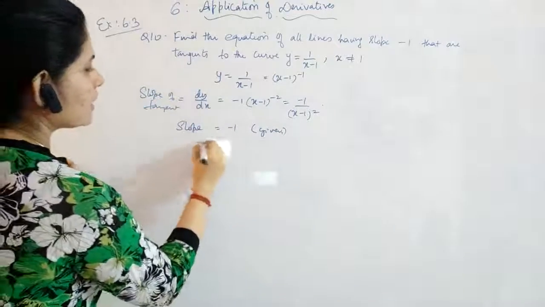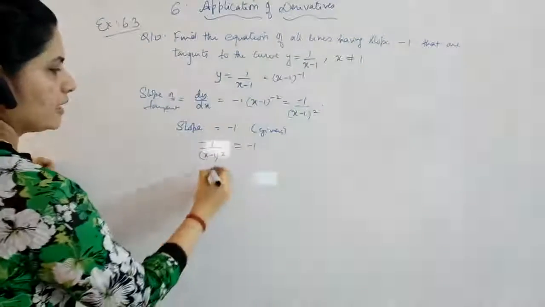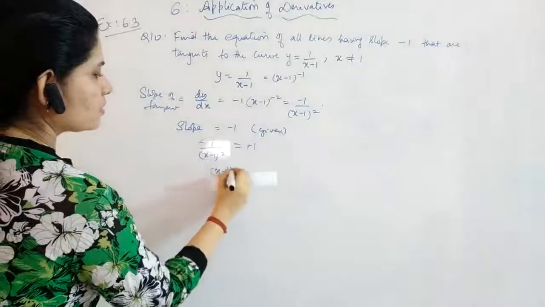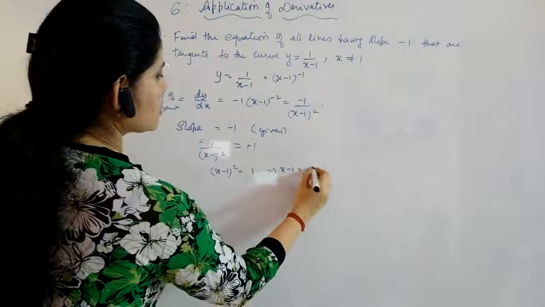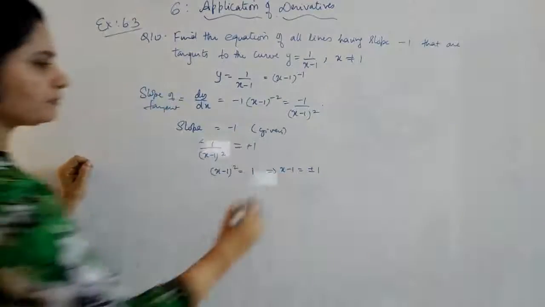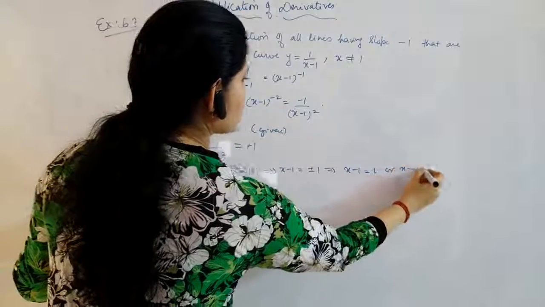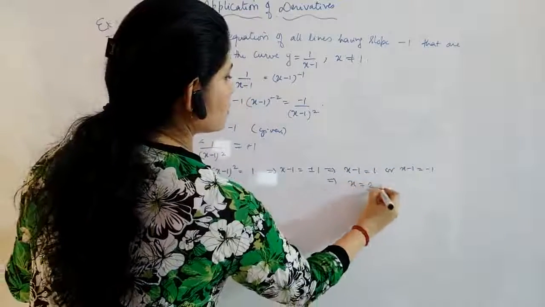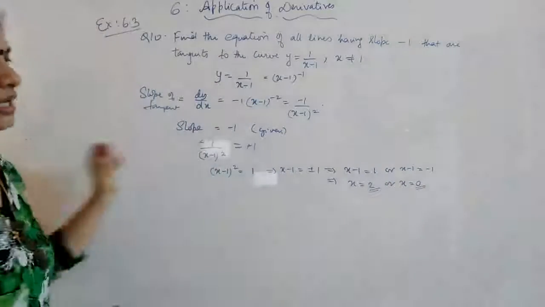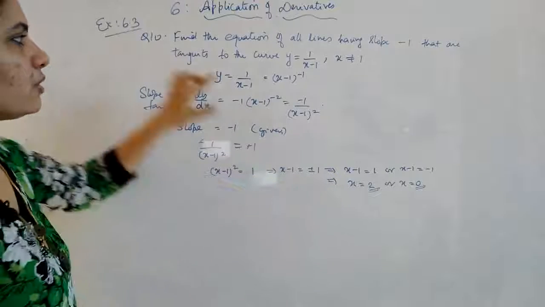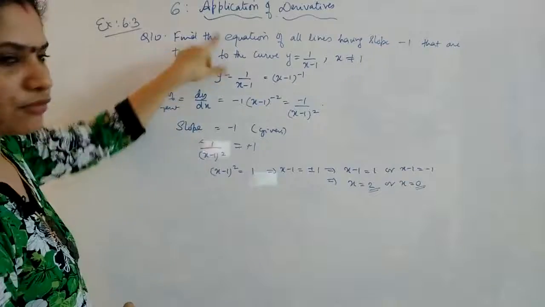So you will get minus 1 by x minus 1 the whole square is equal to minus 1, which will give you x minus 1 the whole square is equal to 1, or x minus 1 is equal to plus or minus 1, which will give you either x minus 1 is 1 or x minus 1 is minus 1. So x is equal to 2 or x is equal to 0. Understood? You got two values of x. Now you have to find out what is y. So you will get points. After finding out points, you have to find out the equation.